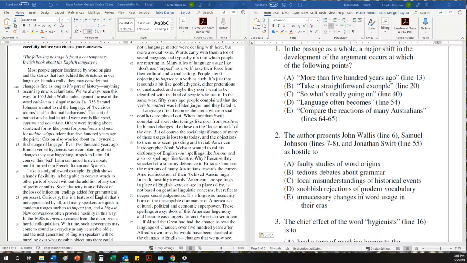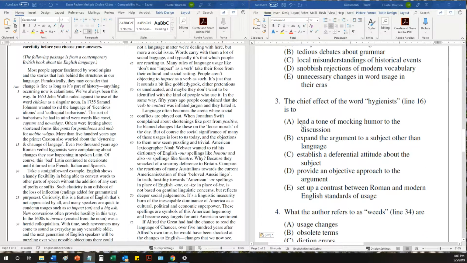So that leaves one possible answer choice, E, and these authors, in fact, are hostile to unnecessary changes in word usage in their eras, and it's unnecessary to them, of course, not necessarily unnecessary from the perspective of the author of the passage.